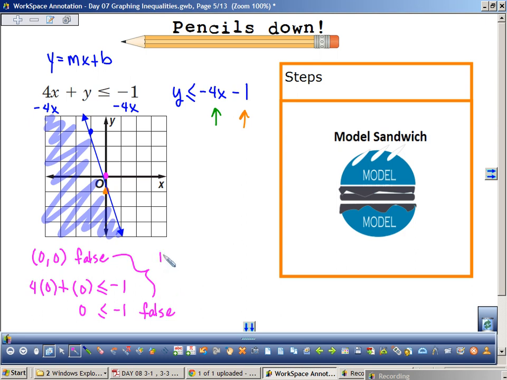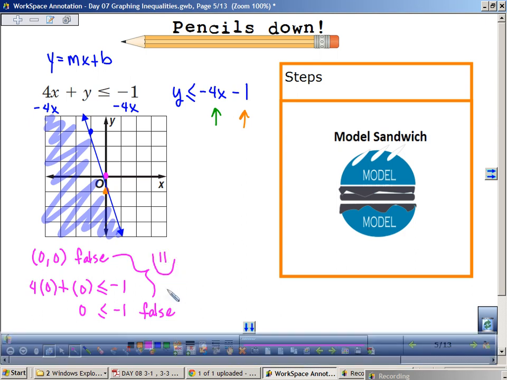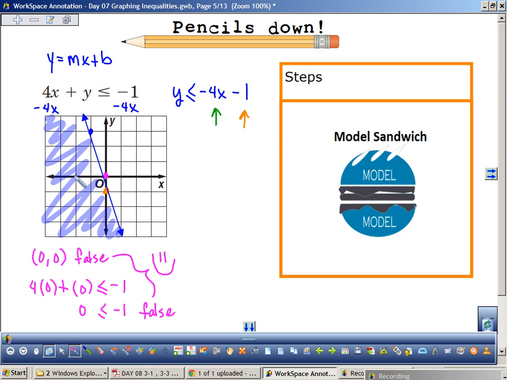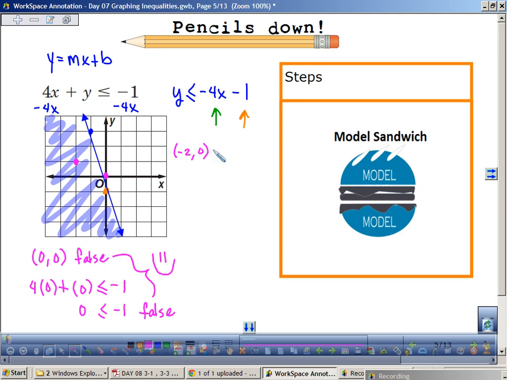If these two match, then we're happy. If they don't match, then you're wrong. Your shading is wrong. Get what I'm saying? If I were to substitute in negative 2, 0, what do you think I would get? Let's try that. Negative 2, 0. Is negative 2, 0 part of your solution space? Yes, that should be true. Let's plug it in. Negative 2 for x, so 4 times negative 2 plus y, y is going to be 0, should be less than or equal to negative 1. Is negative 8 less than or equal to negative 1? True. See how they match?